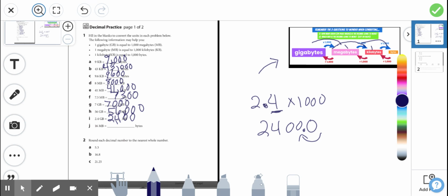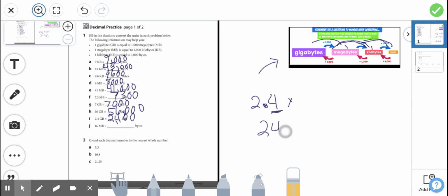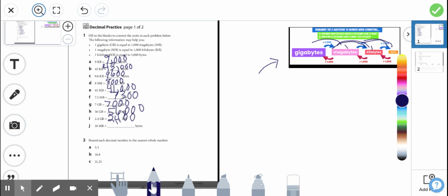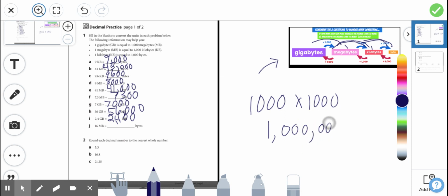We are going from megabytes to bytes. Megabytes to kilobytes is 1,000. Kilobytes to bytes is another 1,000. So what is 1,000 times 1,000? 1,000 times 1,000 gives us 1 with 6 zeros. We're going to take that times 16. That gives us 16 million.